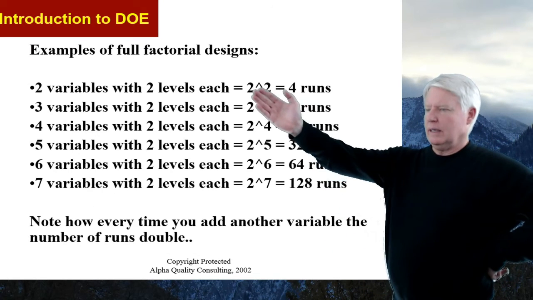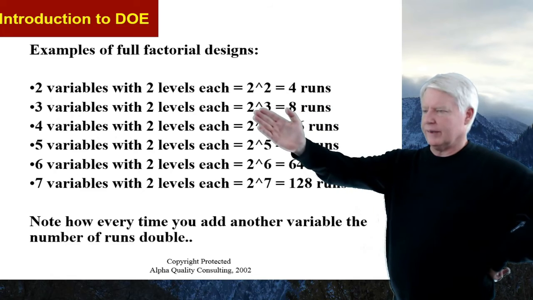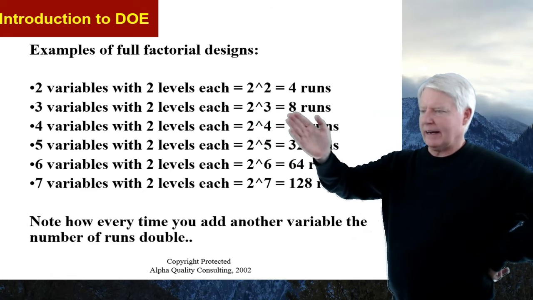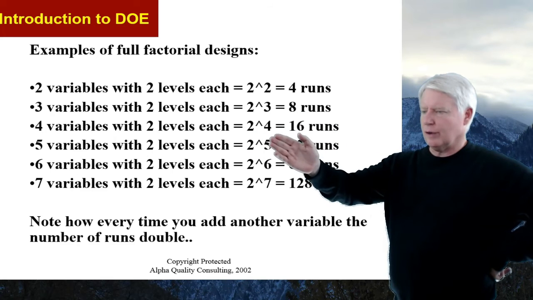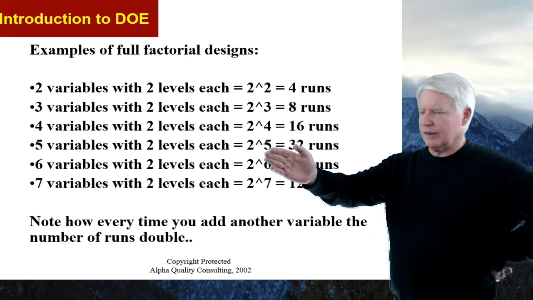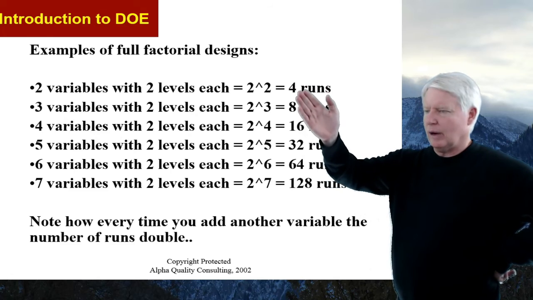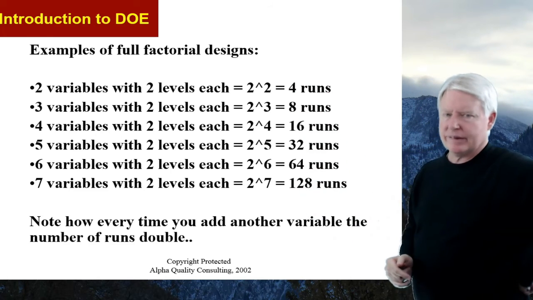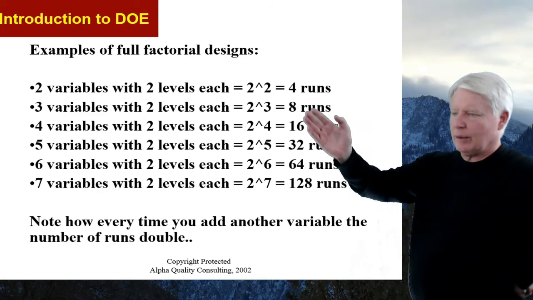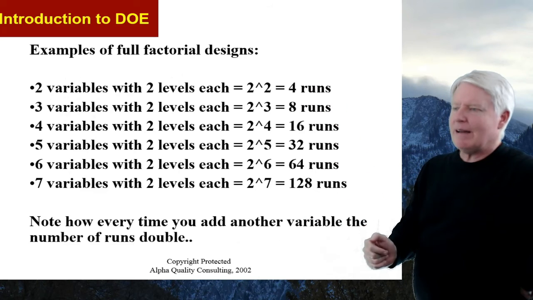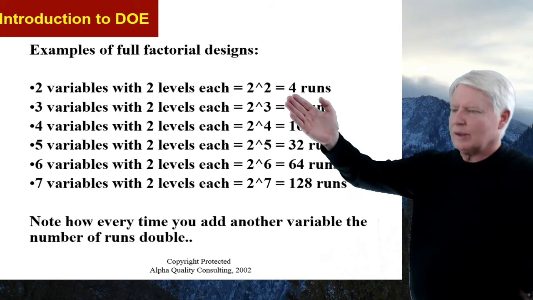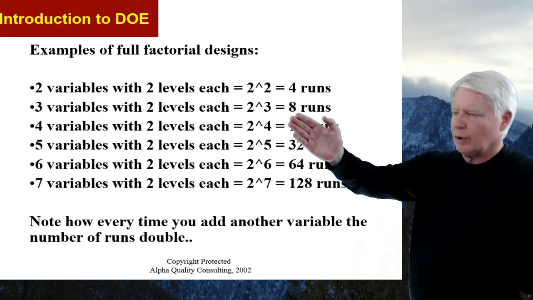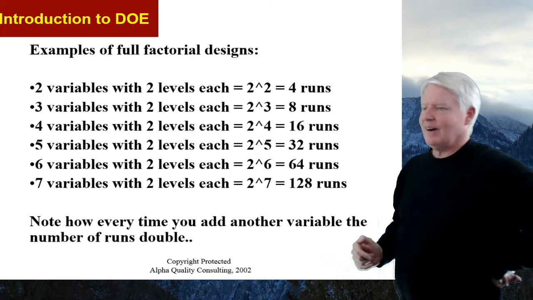So 2 levels, 2 factors, 4 runs for a full factorial design. 2 levels, 3 factors, 8 runs. 2 levels, 4 factors, 16. 2 levels, 5 factors, 32. Again, when we increase a variable, it doubles the number of runs. And this is not including the replicates. So if you did 5 replicates on every run, which I'd recommend something like that, then this would be 20 runs, 40 runs, etc. So you have to keep that in mind.